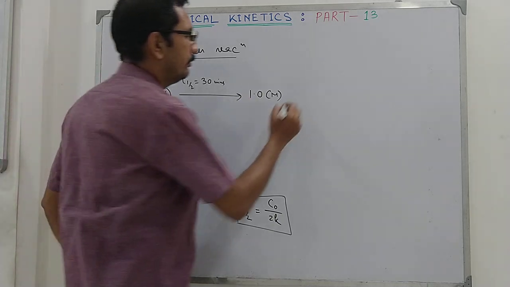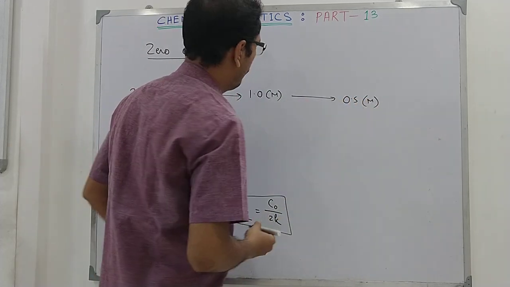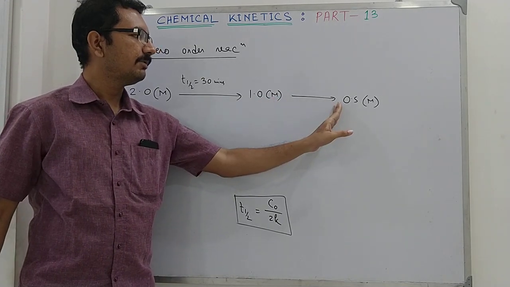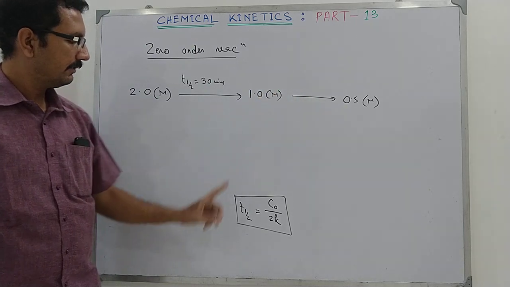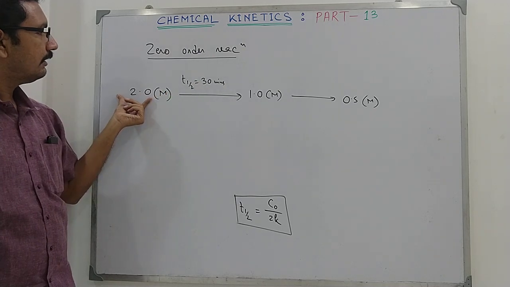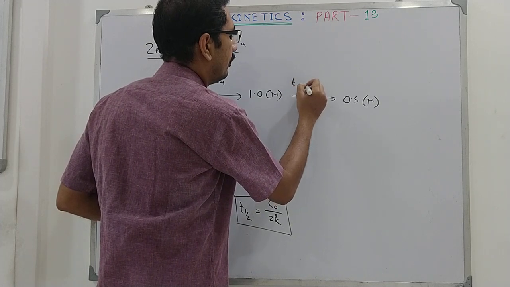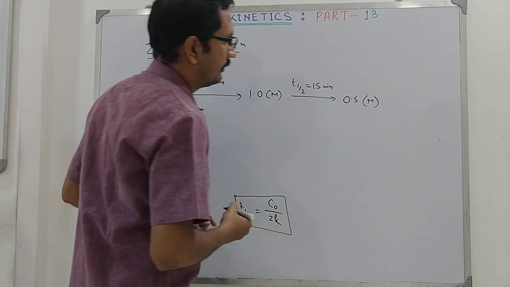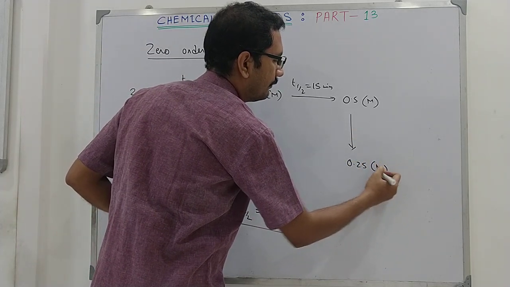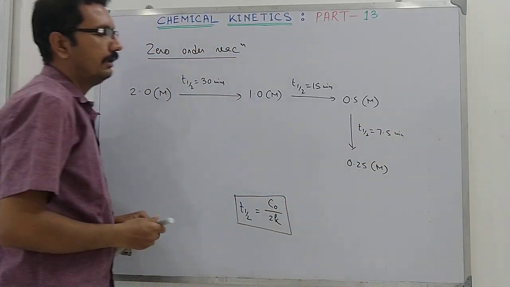Now when this 1.0 molar gets converted to 0.5 molar, it will correspond to another half-life obviously. So what will be the time? See, this is proportional to the initial concentration, and since it is 30 minutes for 2 molar, it will be 15 minutes for 1 molar. So T half will obviously be 15 minutes. And in this way, for the next half-life, it will be 7.5 minutes and so on.